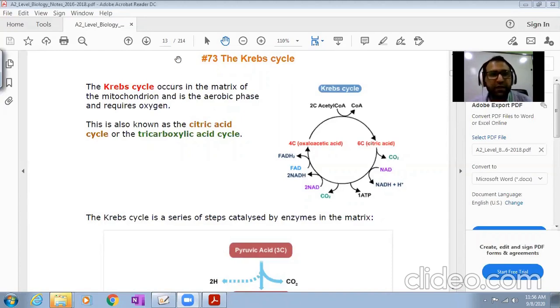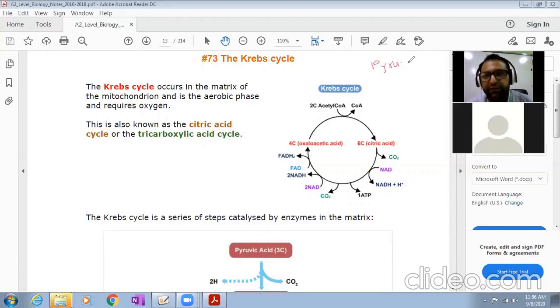Now, if you see here, up to here this was pyruvate, right? Pyruvate will convert into acetyl-CoA. Acetyl-CoA is a 2 carbon molecule, and when acetyl-CoA combines with a 4 carbon molecule, the name of which is oxaloacetic acid or oxaloacetate, it will form citric acid. Citric acid is a 6 carbon molecule, and it is the first molecule that forms here. That's why this pathway is also called the citric acid cycle, right?